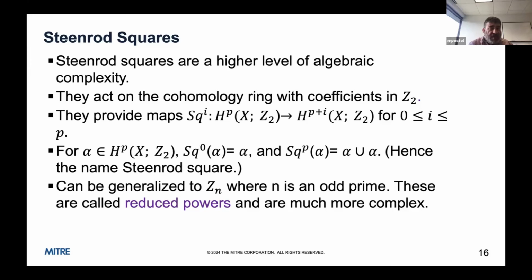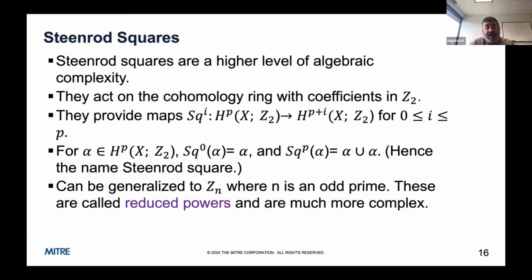And they provide maps. So what Sq^i does is it takes a pth cohomology group and maps it to the (p plus i)th cohomology group. Of course, you only do this from 0 up to p. It's 0 otherwise. But Sq^0 is the identity, and Sq^p is going to be the cup product. So Sq^p of alpha is the cup product of alpha with itself. So that's where the name Steenrod square comes from. It's not like a 4-sided square, but it's something times itself.